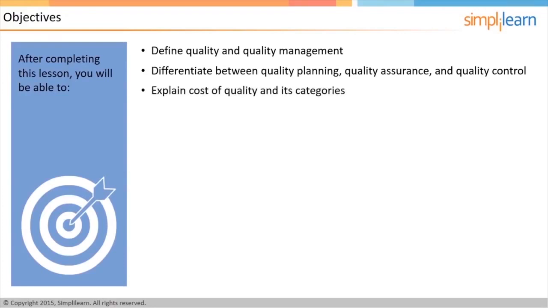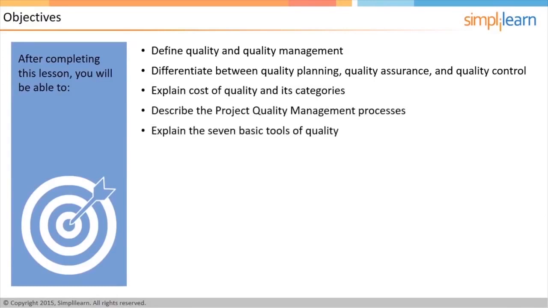Explain cost of quality and its categories. Describe the project quality management processes. Explain the 7 basic tools of quality. Explain Six Sigma. In the next screen, let us take a quick look at the project management process map.